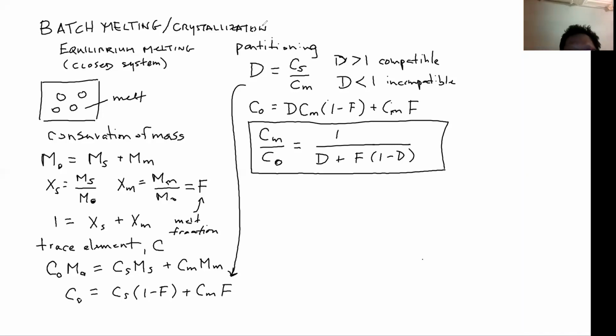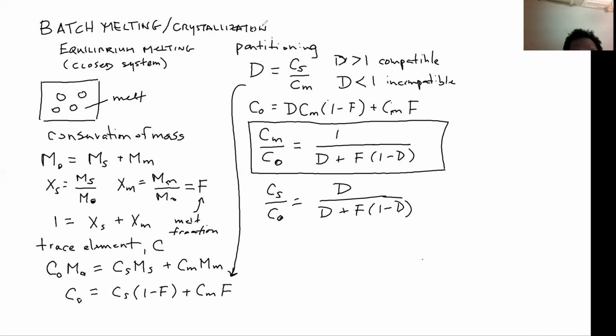And obviously, at equilibrium, Cm is related to Cs, the solid. So I could write the same form for what the composition in the solid would be. And that's the same, but you multiply it by D. Okay? So this is for the solid.